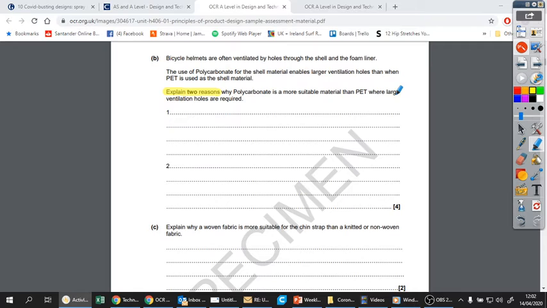Okay, so what you would put is, well, polycarbonate is more suitable than PET as it is tougher, therefore it can take more knocks. Okay, now the reason you'll know that this is the reason it's been used and this one hasn't got it is because that one's the one that's been chosen.